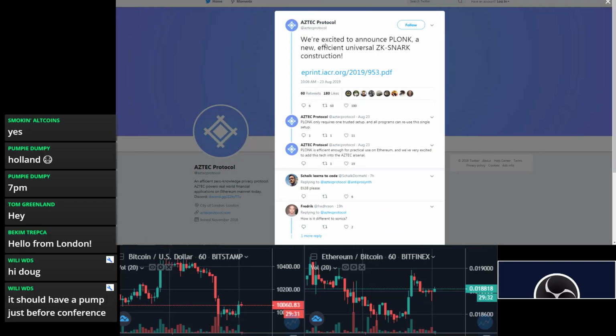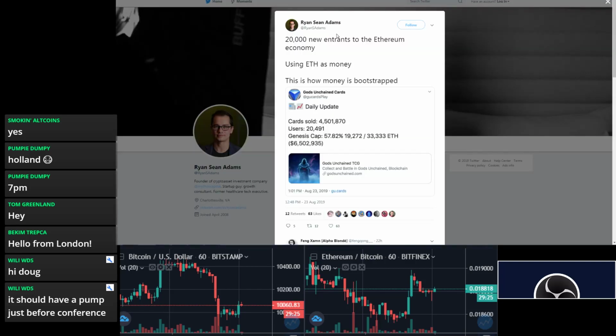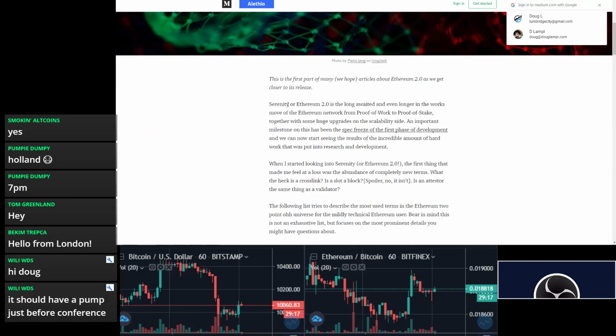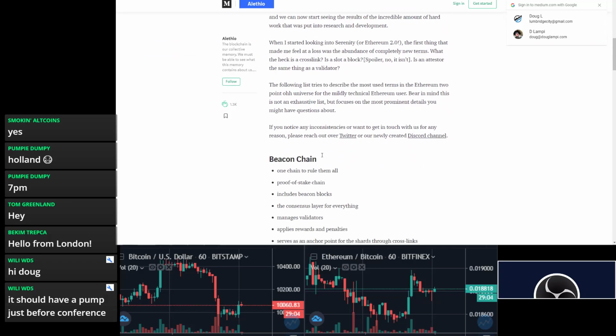Efficient, some sort of universal constructions. There's so many new words to this technology that a lot of it makes no sense without a lot of research and reading. So Serenity, or Ethereum 2.2, is long awaited, even longer in the works, to go from proof of work to proof of stake. Huge updates on scalability, important milestone, blah, blah, blah. Give me a date.